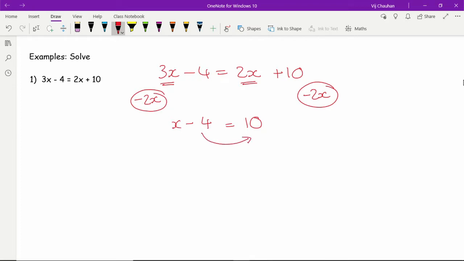So let's get rid of the minus 4. How do we get rid of minus 4? We do that by adding 4. So what I've got left then is x equals 10 plus 4, which is 14. And there is my final answer.